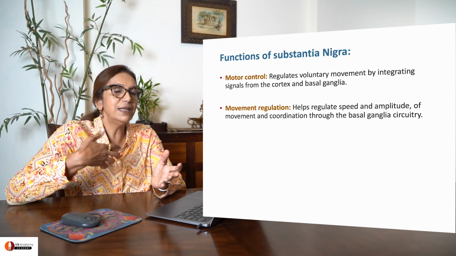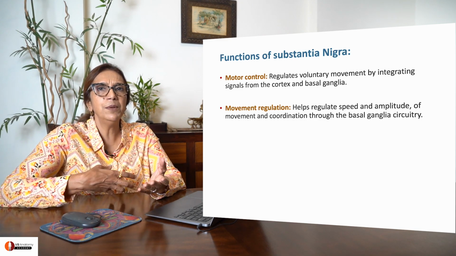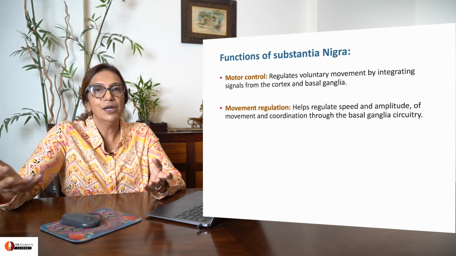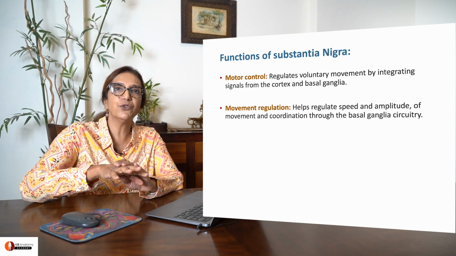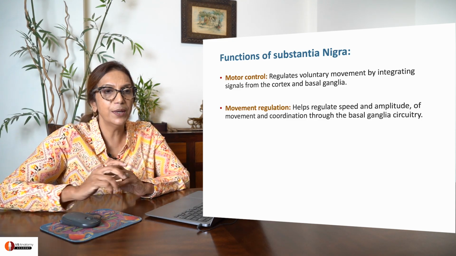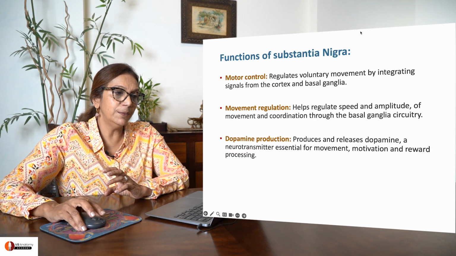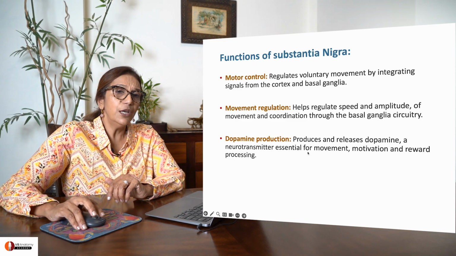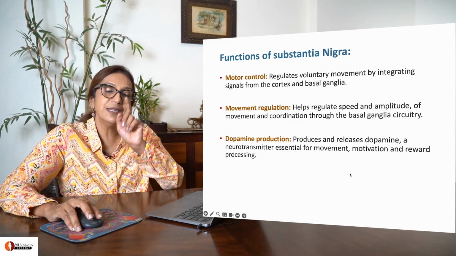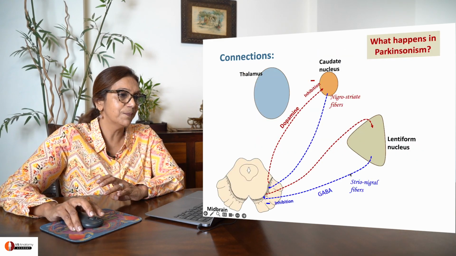Okay, so the corpus striatum has a tendency to cause very wild movements. So the substantia nigra suppresses the corpus striatum, causing our movements to be smooth and modulated. Okay. Now let's see, it also produces and releases dopamine, a neurotransmitter which is essential for smooth movement.